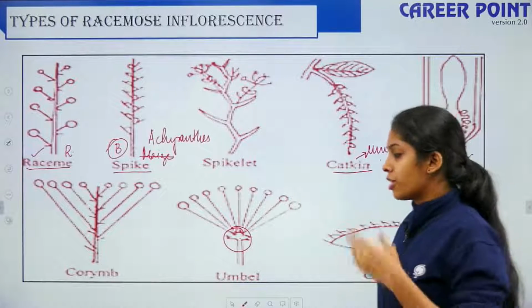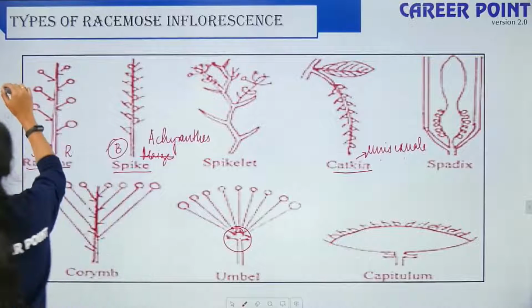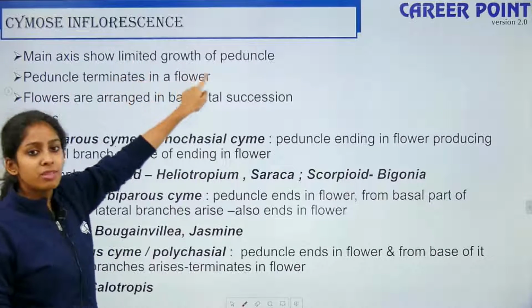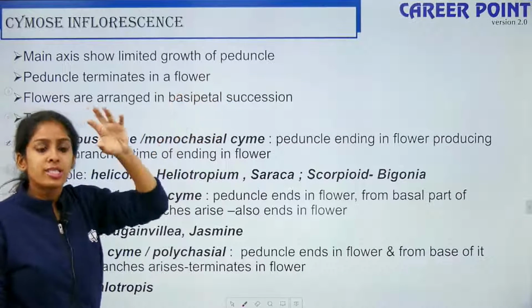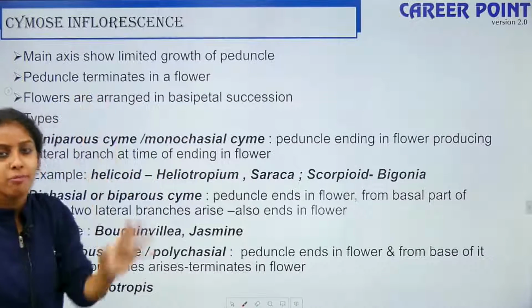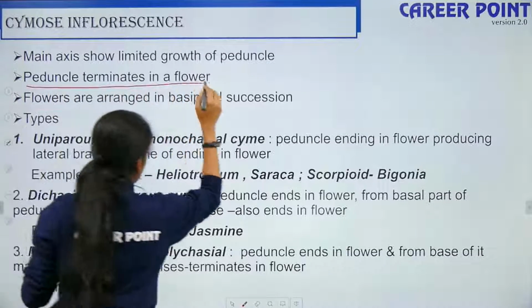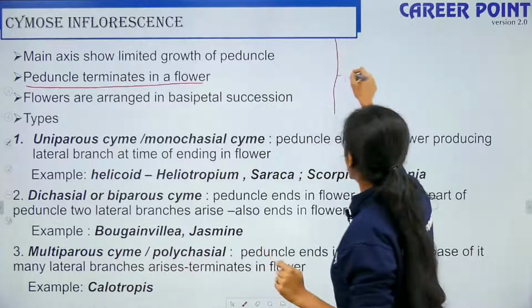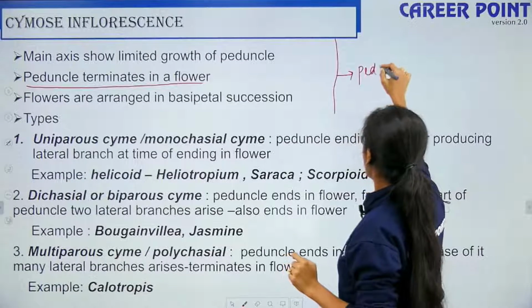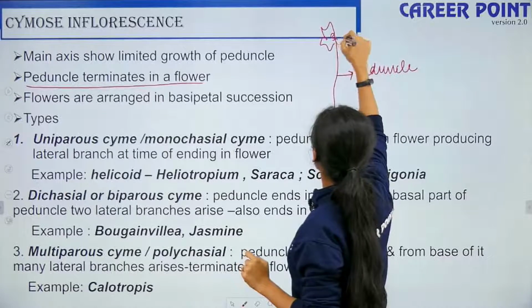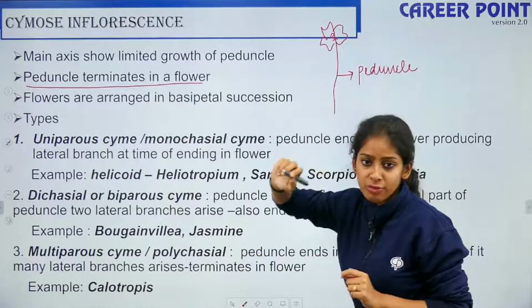Yes. Okay. So talking about the next type, that is zymose inflorescence. Here the main axis shows limited growth of peduncle because the flower is present in the main axis in case of zymose. So the peduncle terminates in a flower. The main axis of the flower is known as peduncle. So here the peduncle terminates into a flower. So that is a type of zymose inflorescence.